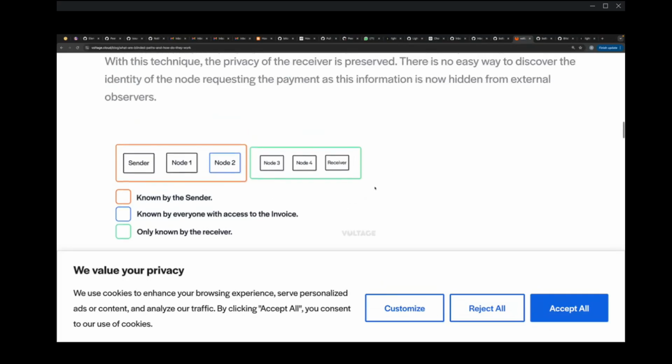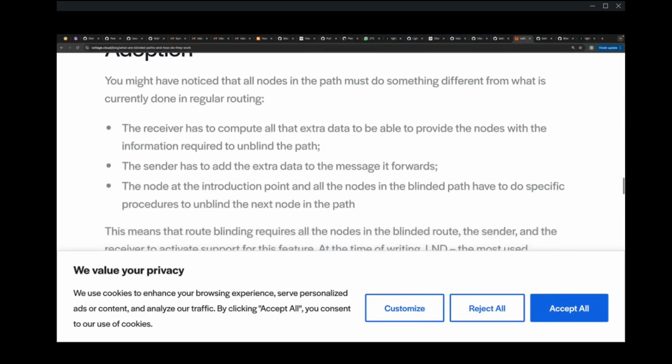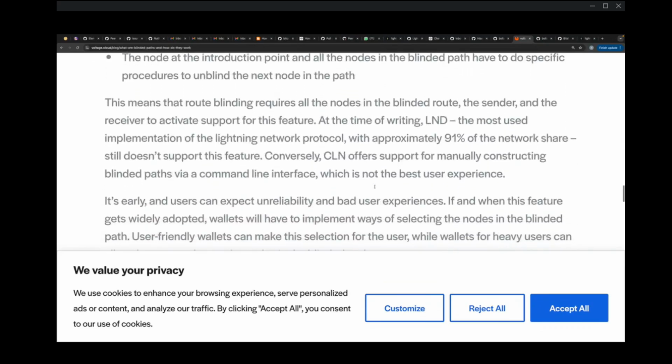This article here talks about the adoption curve of blinded routes. So as you can see, LND, the most used implementation on the Lightning Network, still doesn't support this feature. CLN offers support for manually constructing blinded paths via the command line.